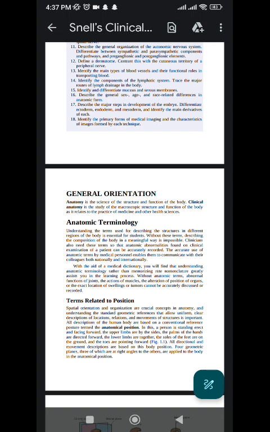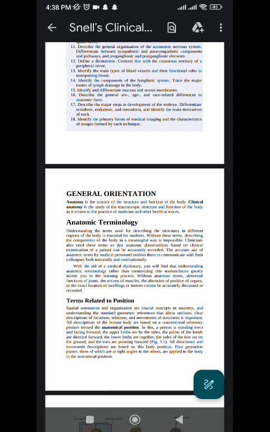Terms related to position, spatial orientation, and organization are crucial concepts in anatomy, and understanding the standard geometric references that allow uniform, clear description of location, relation, and movement of structures is important.